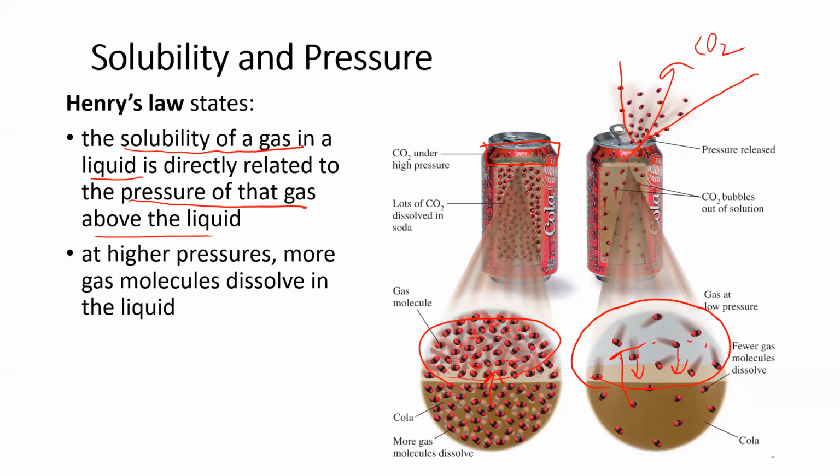At higher pressures, more gas molecules dissolve in the liquid. At lower pressures, less gas will dissolve in the liquid. So if you leave a beer out, especially in warm weather, what happens? It gets flat. Why? Because the CO2 gas escapes. What happens when you pop the cork of champagne? All the CO2 rushes out because it doesn't have that closed system above it and that high pressure. So now the carbonation can escape.